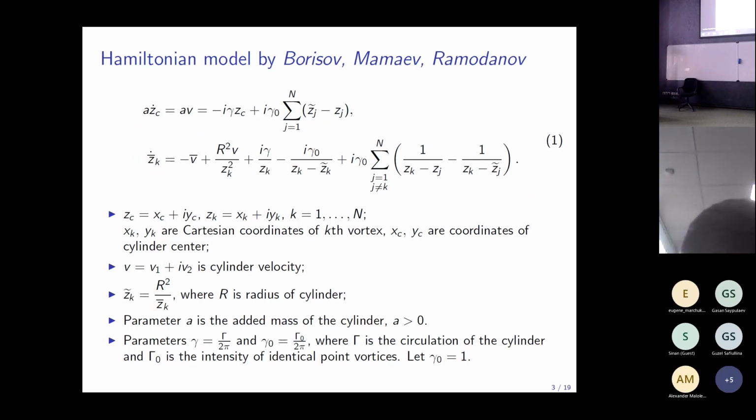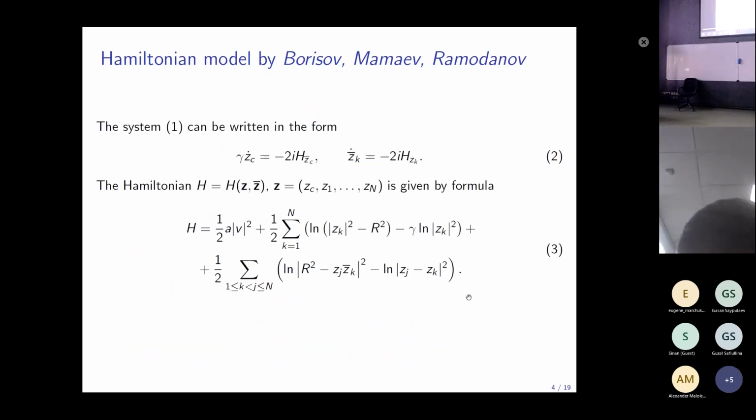Gamma and gamma 0 are given by this formula, where gamma capital is the circulation of the cylinder and gamma 0 is the intensity of identical point vortices. Let gamma 0 be equal to 1. Next slide, please. This system can be written in the form 2. The Hamiltonian H is given by formula 3.